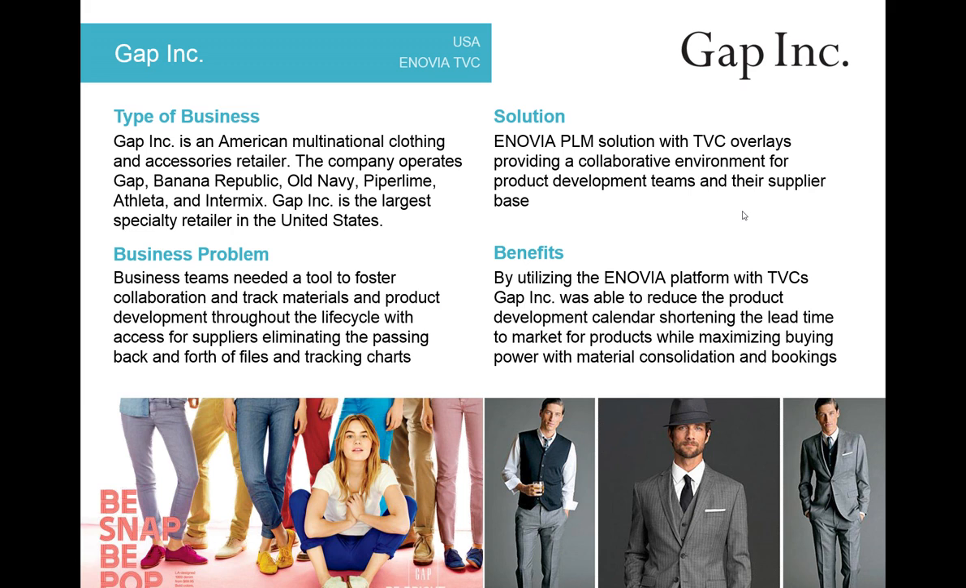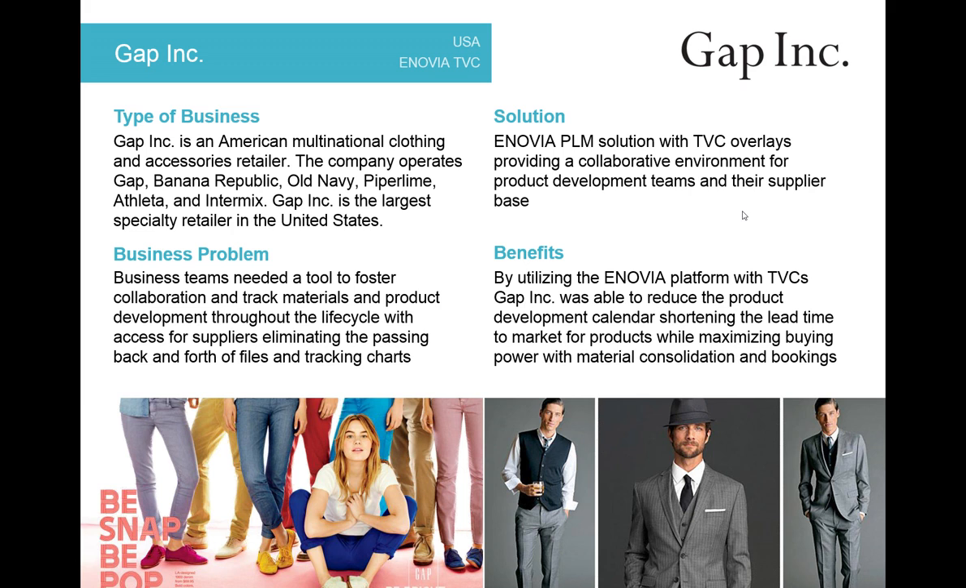So for Gap Inc. specifically, the challenges they had was that they needed better ways of collaborating with their suppliers around tracking materials, all these samples that get sent back and forth between the designers and the manufacturing facilities that are typically not owned by the company themselves. They typically have partners manufacturing for them, and the distances can be quite far as well, can be long.